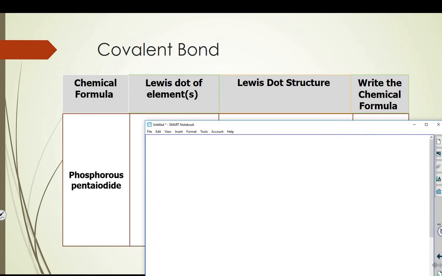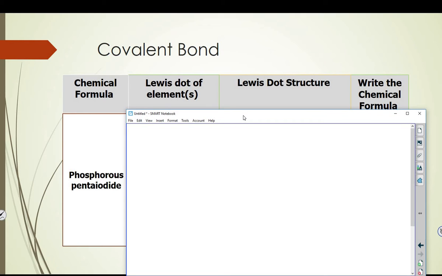With a shared bond, you still are going to do the Lewis dot of each element. Okay? So we're still going to do phosphorus. Phosphorus has how many around it? So put a little thing there because we got a little bit different thing going on here with covalent bonds. So make sure you divide that so it's covalent. So phosphorus has how many around it? 5. Good. So 1, 2, 3, 4, 5.